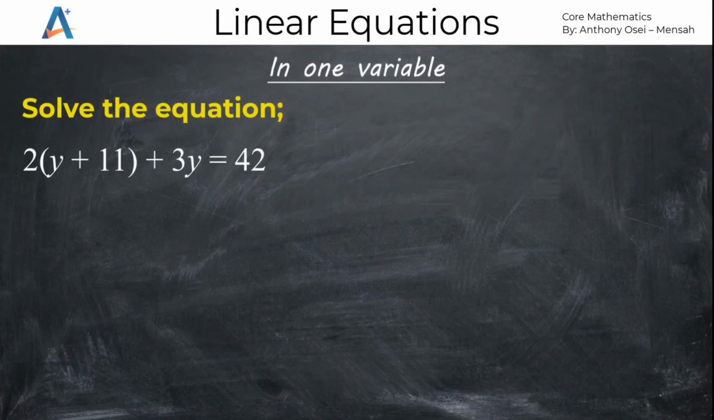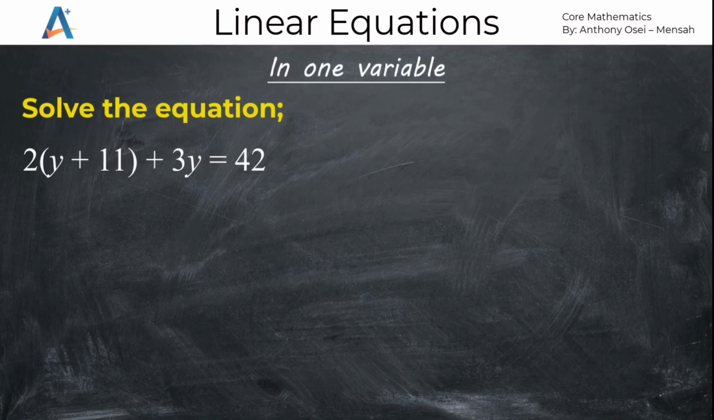Solve the equation 2 into bracket y plus 11 plus 3y is equal to 42. This is a linear equation. An equation since we have an equal sign, and linear since y is the variable. The variable's power is 1. No power means power 1 in mathematics. The fact that the variable in this question stays at power 1, or has no power, means that it is a linear equation.